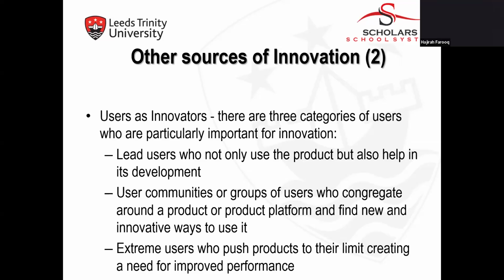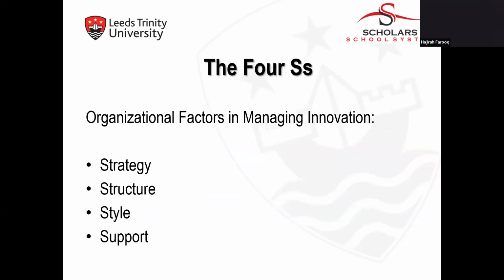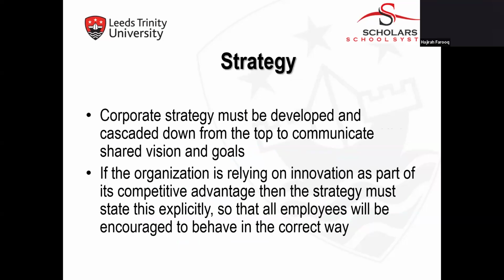And then there are extreme users who push products to their limits, creating a need for improved performance. And then there can be staff as innovators, where innovation is enabled within organizations so that maximum advantage of employees can be taken as innovators. And then we discussed the 4 S's, which are the organizational factors in managing innovation, which include strategy, structure, style, and support. Then we discussed each of these S's or factors in detail.